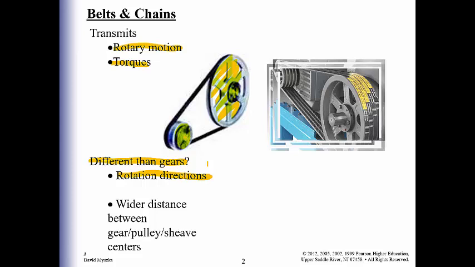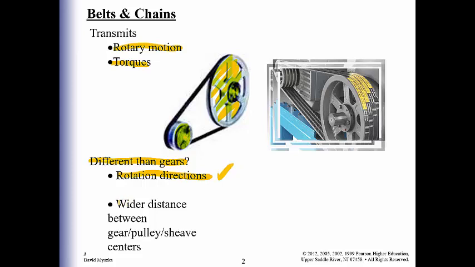But for a belt or even a chain system, we don't actually call them gears. We call them pulleys, or you can call them sheaves. They actually turn in the same direction. So that's most definitely a bonus when you're talking about the direction of the rotation.